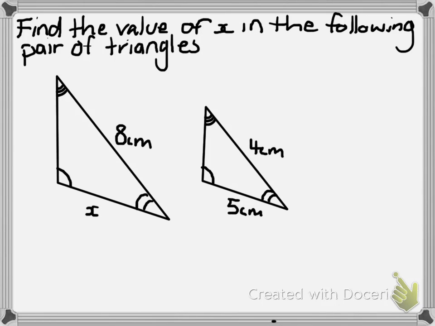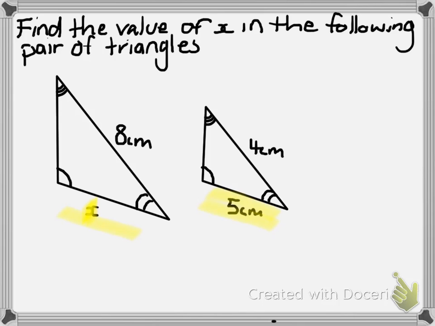Okay, so let's start by looking at the sides of these triangles. This side here is corresponding with this side here, and we can tell that because they're between the same angles. They're between the angle with the one stroke on the corner and the two strokes on the corner. So we can say that they're corresponding sides in similar triangles.